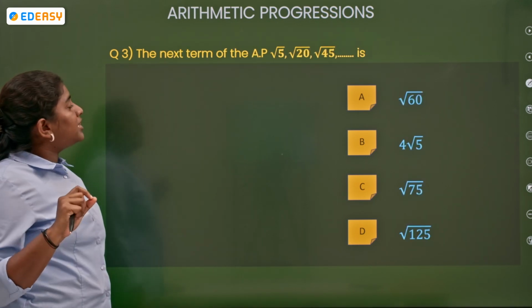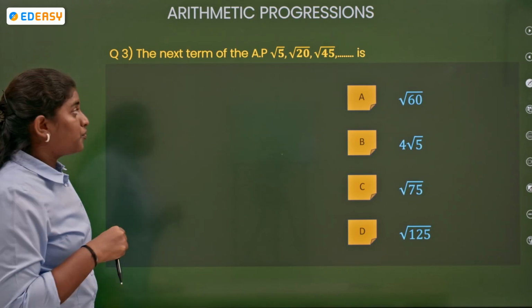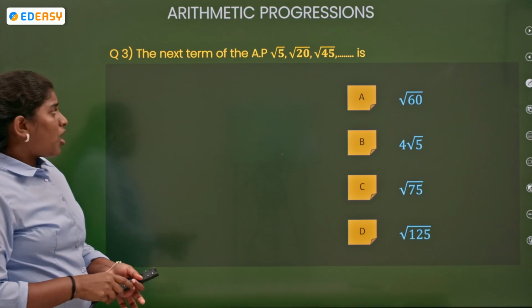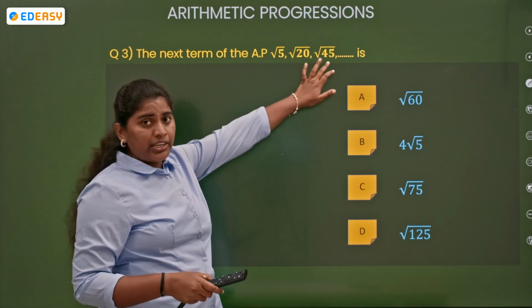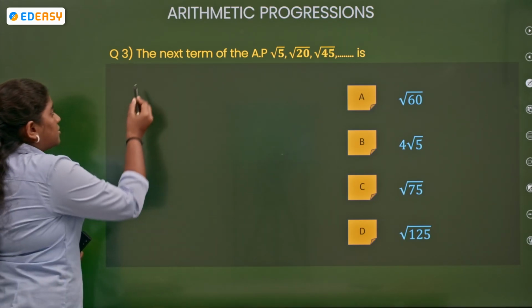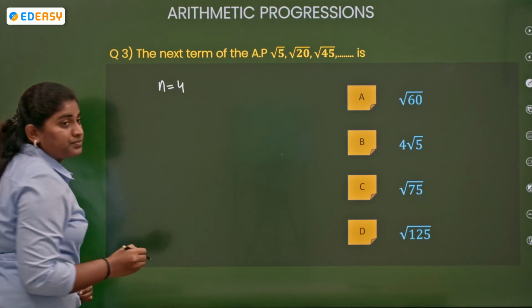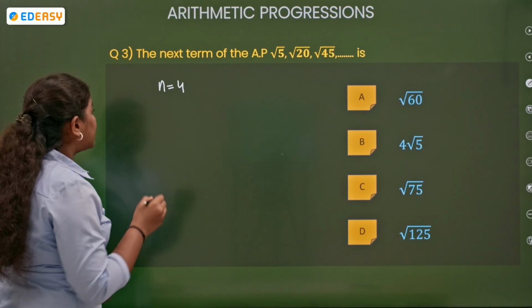Now moving to the next. The next term of the AP root 5, root 20, root 45 is. So we need to find the next term. How many terms are we having? 1, 2, 3. It means we need to find the fourth term. So the n value will become 4. Clear? So we will have the n value as 4.